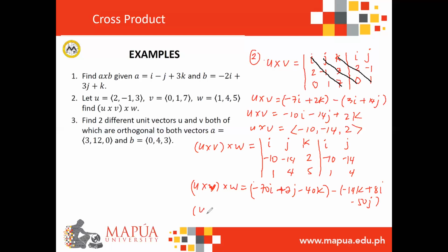So combining now similar terms, u cross v cross w will now have negative 70i minus 8i, that's negative 78i, 2j minus 50j, that's negative 48j... then minus 40k minus 14k, that's 26k, because this becomes positive. So this is the answer we obtained, or we can write this as negative 78, 52, and then negative 26 in bracket form or component form.